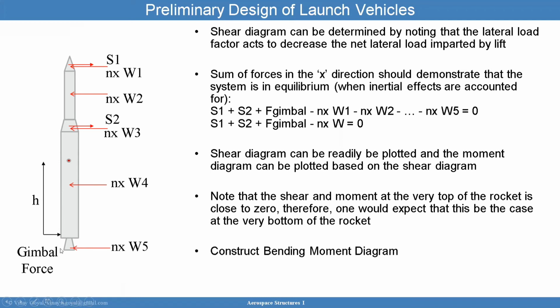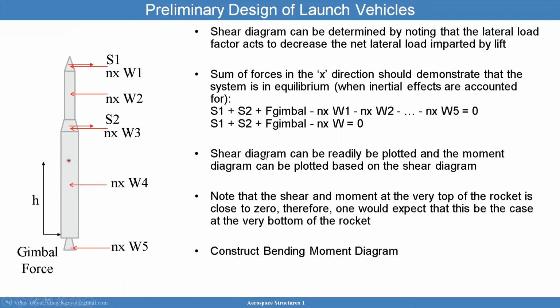So now all you have to do is a free body diagram. You can do cuts to figure out what the shear diagram looks like for this, if you treat this as a beam, for example. And so the sum of forces in the x direction should demonstrate that the system is in equilibrium. You can check it later. If I sum forces in the x direction, you get S1 plus S2 plus F gimbal minus Nx times the weight, and that will be equal to 0. You can check that later.